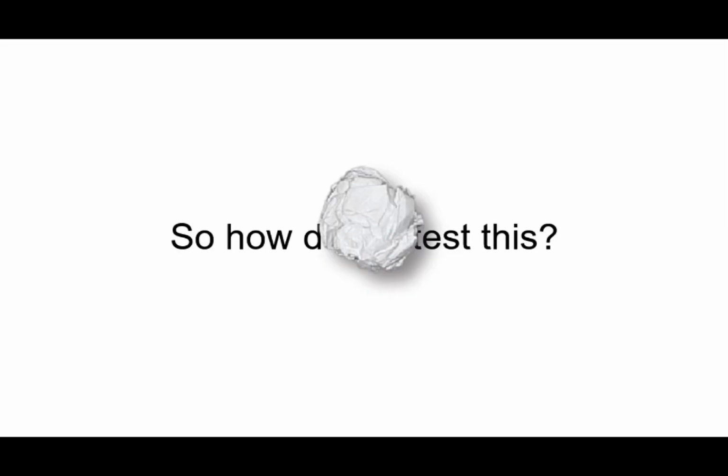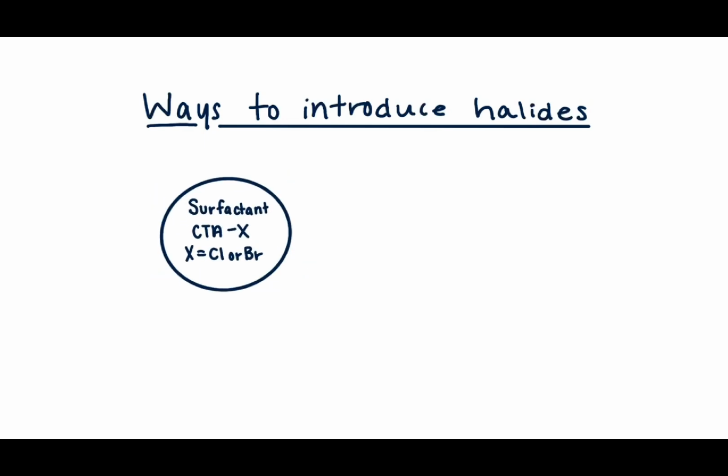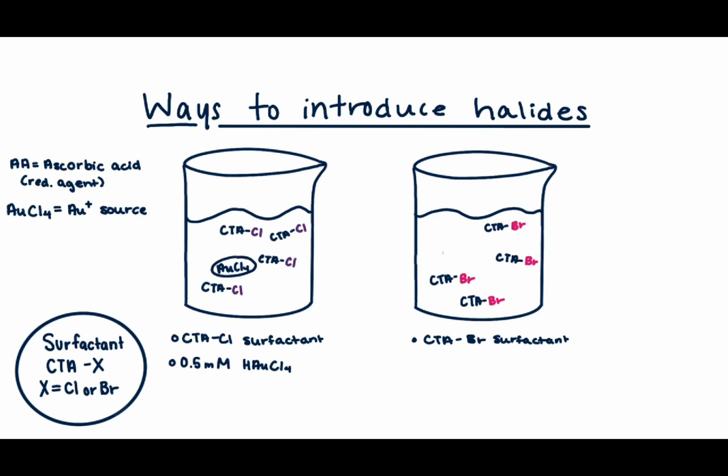But how do we test this? There are two main ways to add halides to growth solutions. One is through adding a halide-containing surfactant, and one is through adding halide anions by using a salt. The researchers first looked at the difference between chloride and bromide by using their respective surfactants.